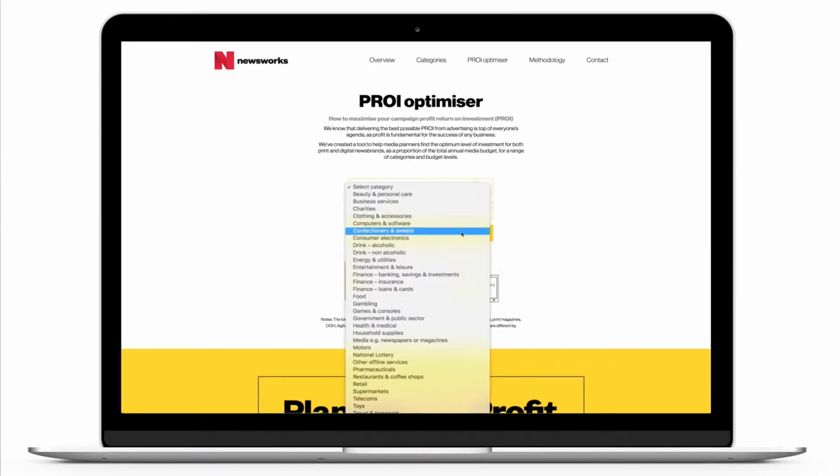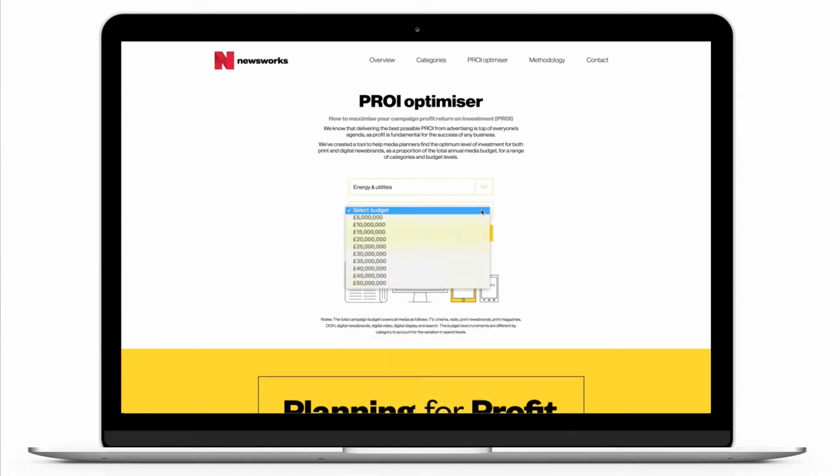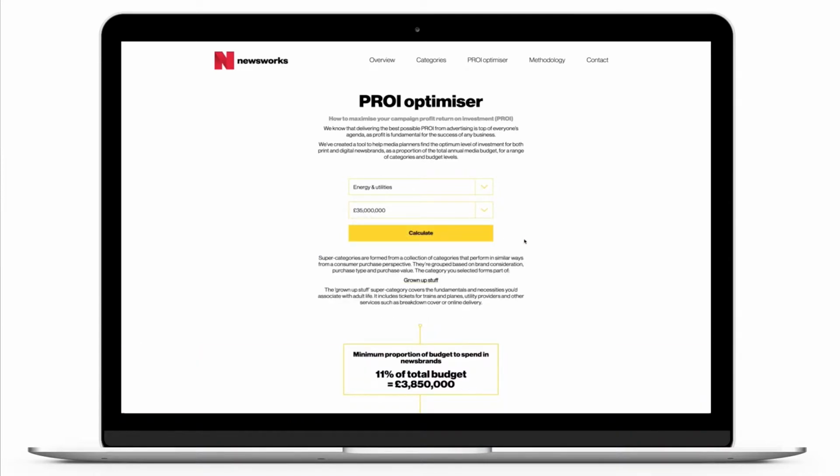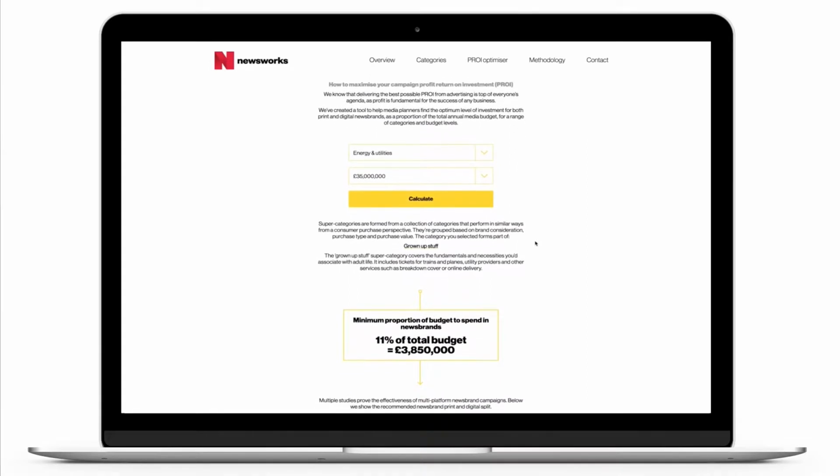This is showing energy and utilities, which helpfully falls into, which one does it fall into? Oh, we'll find out. Energy and utilities, if you're listening, it falls into grown-up stuff. Yeah, see, I still have to try and remind myself which thing falls into which.